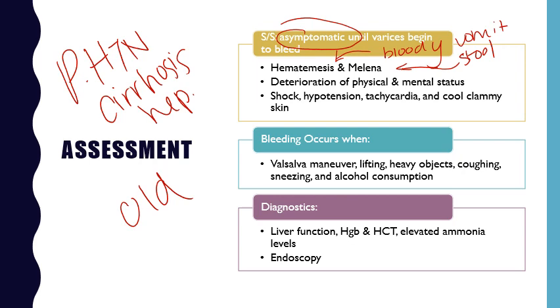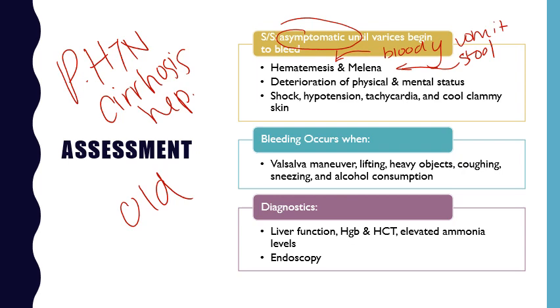We start to see deterioration of their physical and mental status, and they go into shock quickly. Not surprising, they are hemorrhaging and they're going into hypovolemic shock because they're losing that blood volume and it's going out of their body. They might be vomiting blood, they might be pooping it out, it's maybe coming out of their eyes, I don't know. They get tachycardic as the body's trying to compensate for that hypovolemic shock. They get really cool, clammy skin.